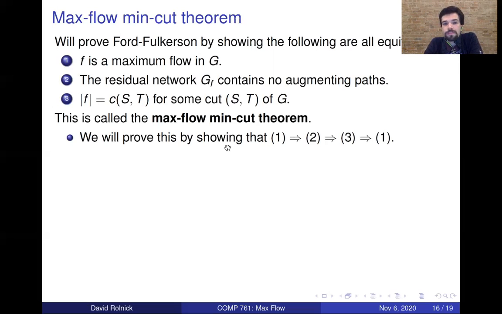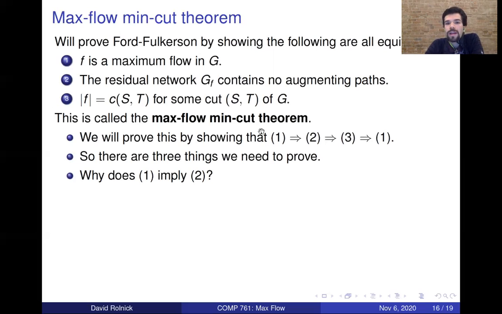Okay. So there are 3 things we need to prove. 1 implies 2, 2 implies 3, and 3 implies 1. Why does 1 imply 2? Doesn't have to be a formal proof.